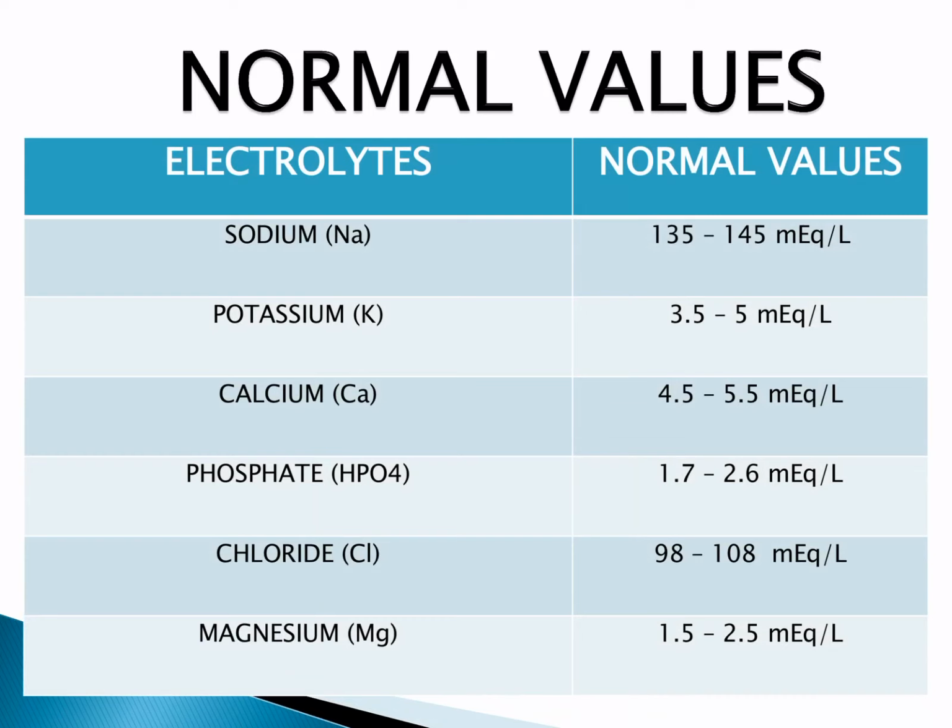For sodium, that's 135 to 145 mEq per liter. For potassium, 3.5 to 5 mEq per liter. Calcium, we have 4.5 to 5.5 mEq per liter. Phosphate, we have 1.7 to 2.6 mEq per liter. For chloride, we have 98 to 108 mEq per liter. For magnesium, we have 1.5 to 2.5 mEq per liter.